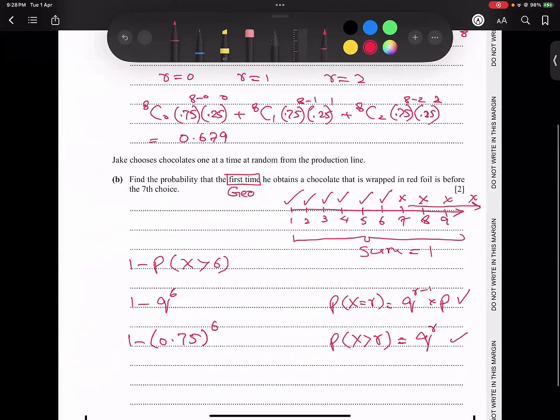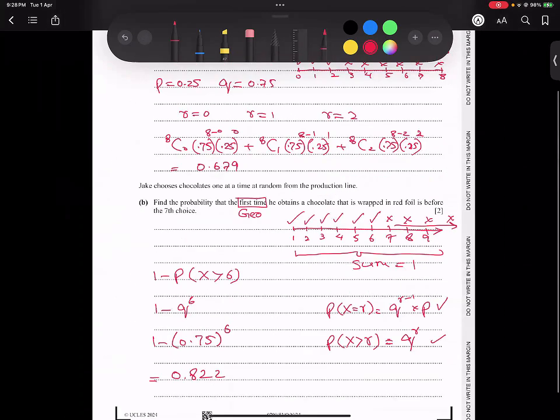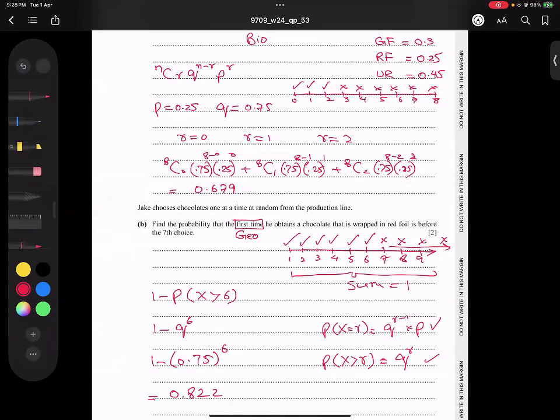And if we type in calculator, we're getting the answer 0.822. So I hope the point is very clear. And let's go to the next page.